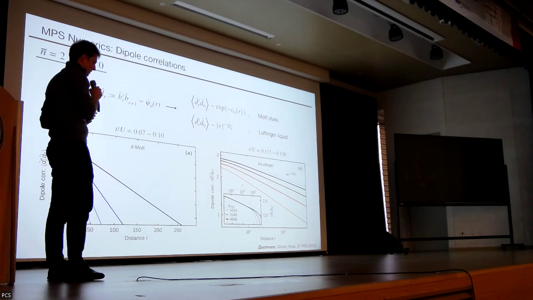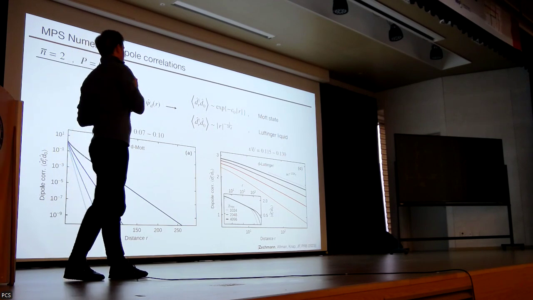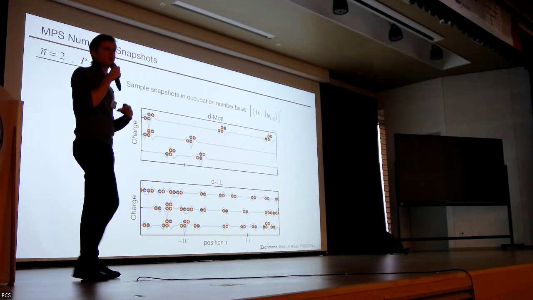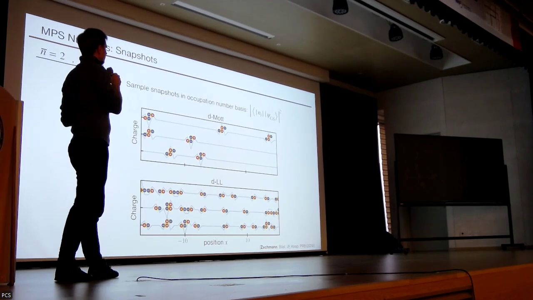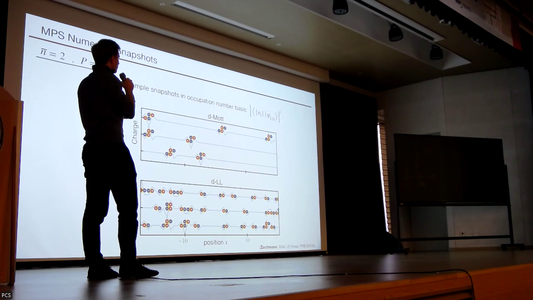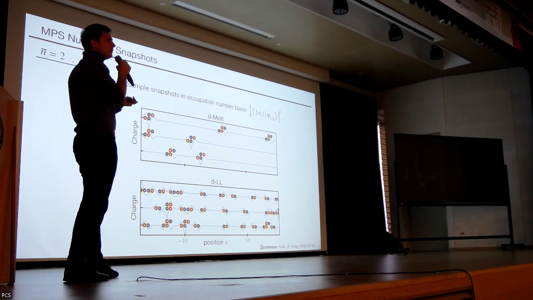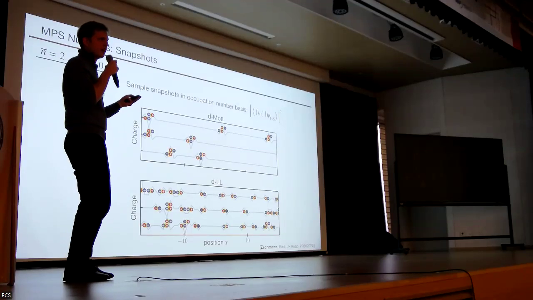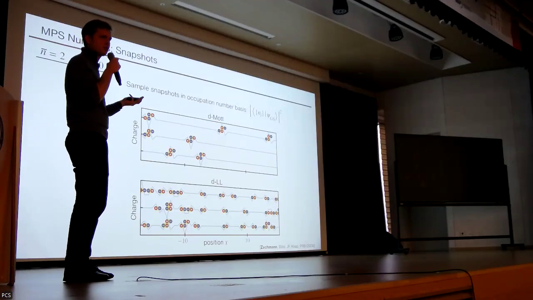So actually, one additional thing that we can do here with this method, which is quite nice, is we can simply take snapshots of the quantum state that we have, snapshots in the occupation number basis of these bosons according to the probability distribution that is defined by this overlap. So we can very nicely and visually identify what's going on here.